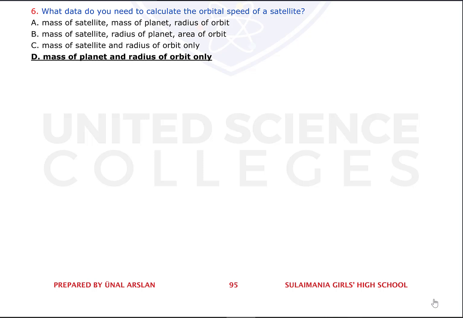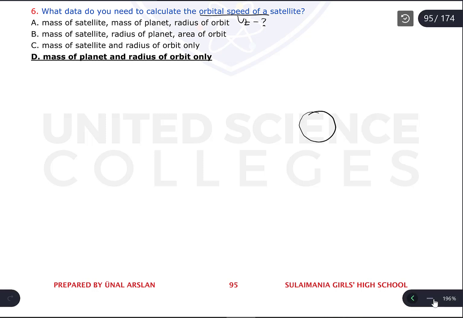A similar question to the extended response: what data do you need to calculate the orbital speed of a satellite? Now, orbital speed means tangential speed, Vt. So when a satellite is revolving around a planet, we know satellites revolve around planets. So this is the satellite's orbit. Of course, this satellite must be moving on a circular path with some tangential speed, which is called orbital speed in this question.